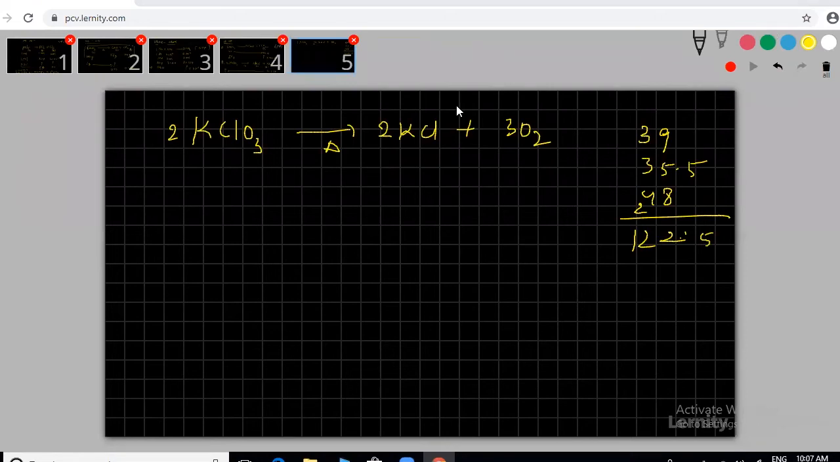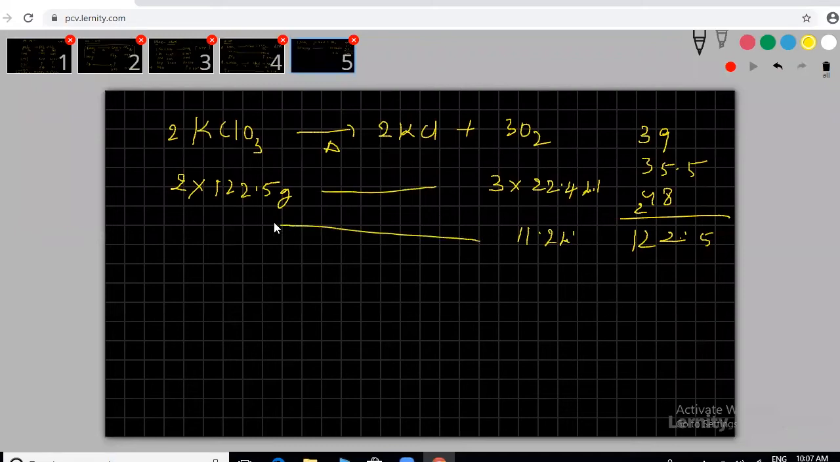Correct. Here 2 into 122.5 grams we are heating. I will get here 3 into oxygen. How much? Each is 1 mole. 1 mole is equal to how much? 22.4 liters we will get. But the question is, I need 11.2 liters. How much should the weight be?